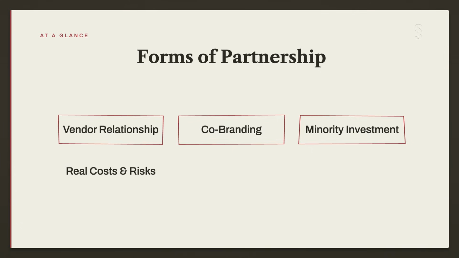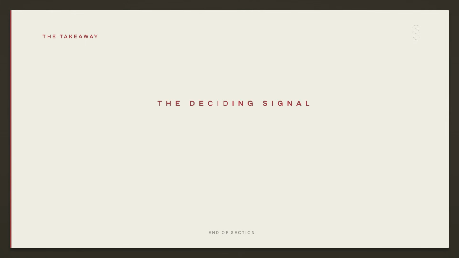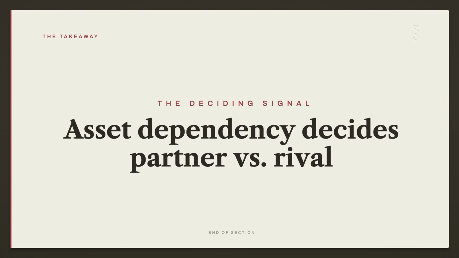But costs are real. The incumbent loses some control, becomes dependent on a third party, and the fintech could later turn into a competitor. The signal that separates partnership candidates from competitive threats is asset dependency. A fintech that needs a license, balance sheet, or customer base to scale is negotiating from a position that favors the incumbent, while one that can scale independently calls for a competitive response instead.